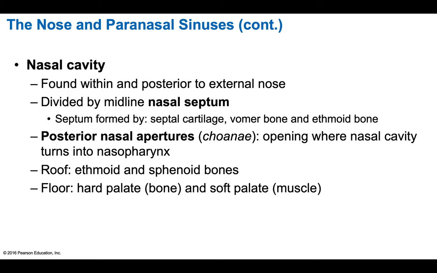The roof of the nasal cavity is formed by the ethmoid and sphenoid bones of the skull. The floor is formed by the palate, which separates the nasal cavity from the oral cavity below. The hard palate is found anteriorly, where the palate is supported by the palatine bones and processes of the maxillary bones. The muscular soft palate is the unsupported posterior portion.